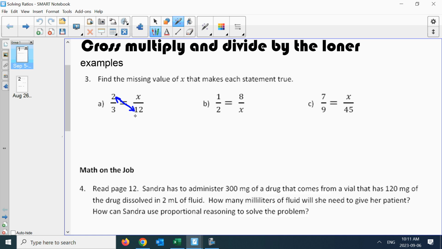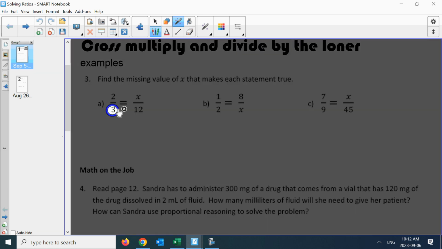I don't have to show my work. I'm going to just use a calculator and go 2 times 12. And then when I say the loner, the lone number is the 3. Why? Because it's not crisscross applesauce. It's not diagonal from the other two. You guys get what I mean by the loner? It's the one across from the x.